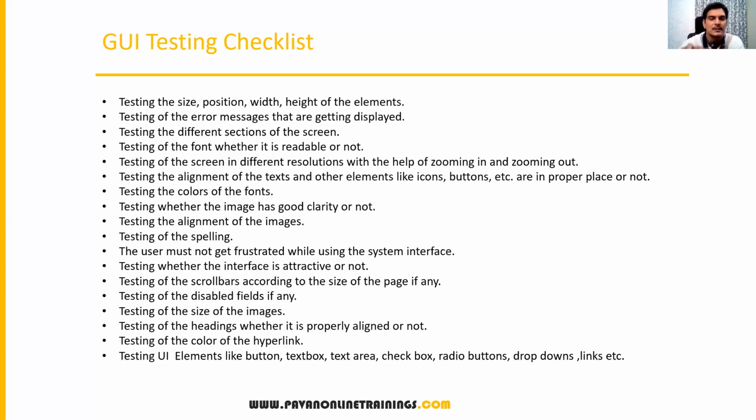So in GUI testing, our main intention is on UI elements. Our main intention is on UI elements. Okay, these are all the different things we have to test as part of GUI testing. And to perform the GUI testing, first we have to prepare the checklist like this, and then we will test it and update the checklist. In that case, you don't miss anything.